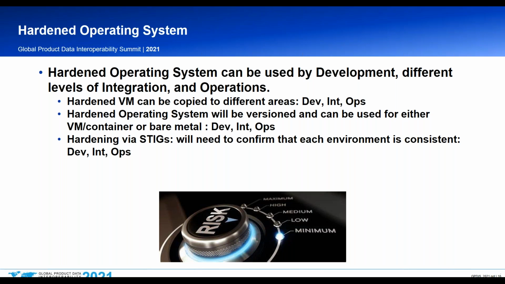This is just showing the level of risk that a program is willing to take, showing minimum to maximum risk, and that will decide what the hardening of your operating system is going to be. Once again, bare metal, VM, or container.